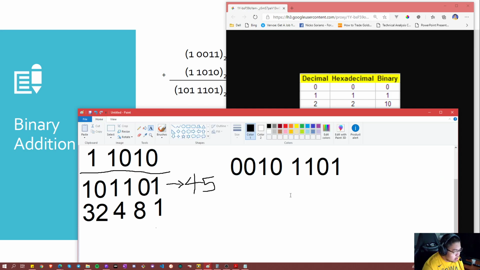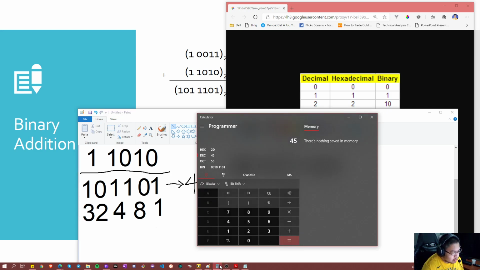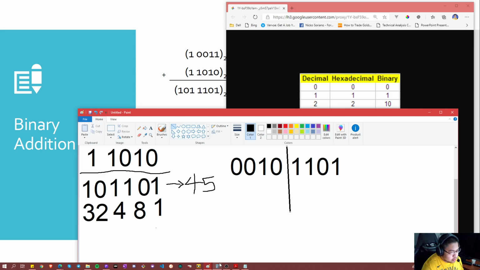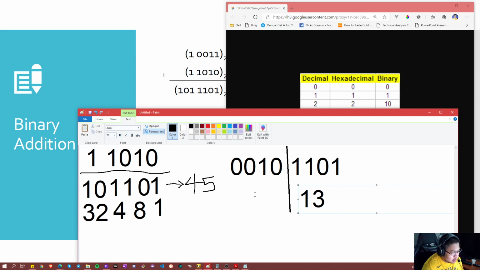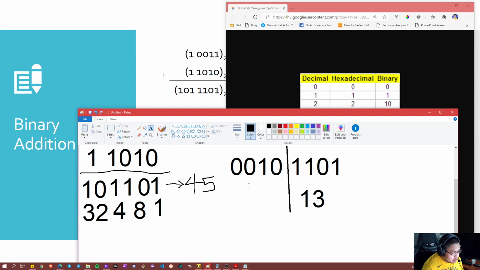Okay, so let's try to convert it to hexadecimal. The easy way is to divide them into 4 bits. After that, let's convert each group directly to decimal. This one is 1101. What is the decimal equivalent for this? I think this one is 13. And this one is 2.